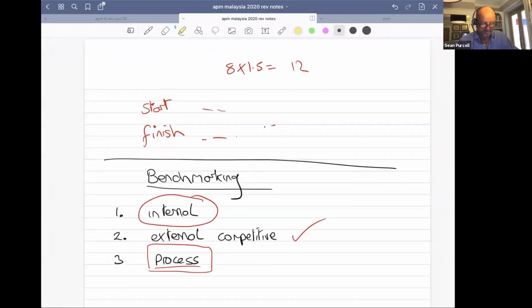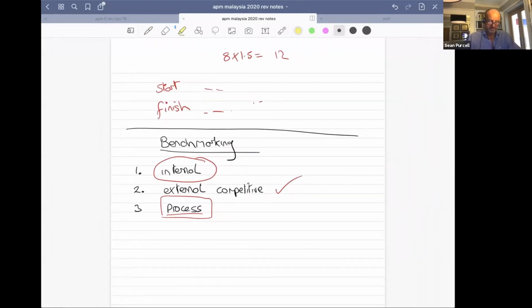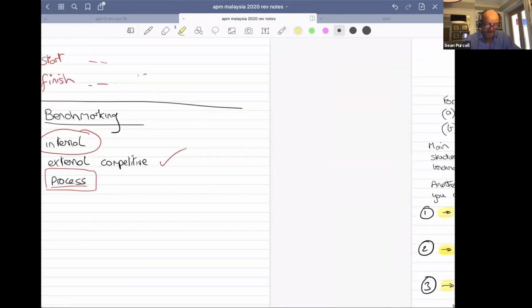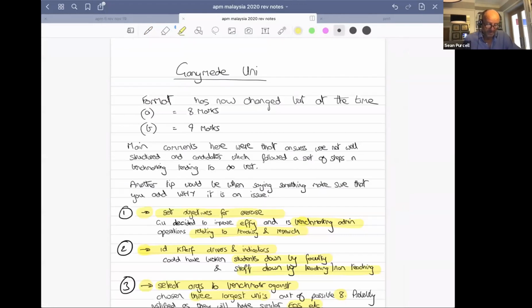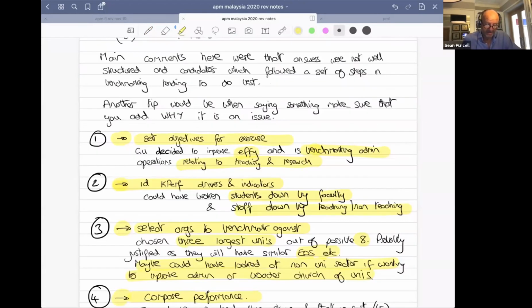It's 12 marks. Sorry, it's 8 marks, 12 minutes. Benchmarking, what do I know? A quick brainstorm. I know it's internal, external, or process. So what would I do here?